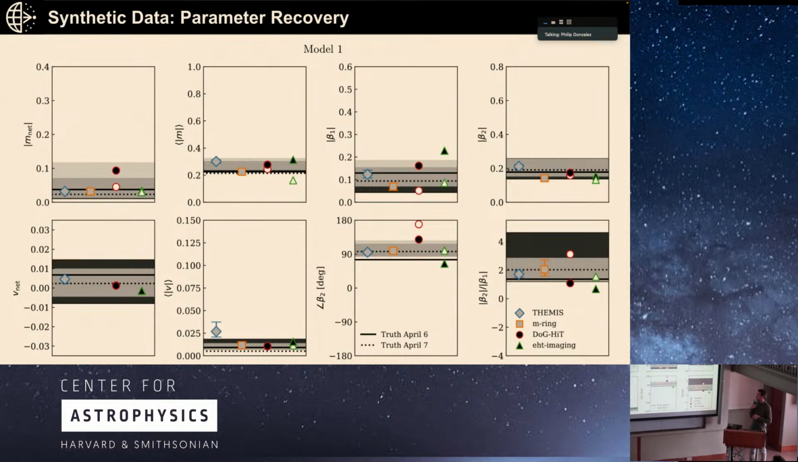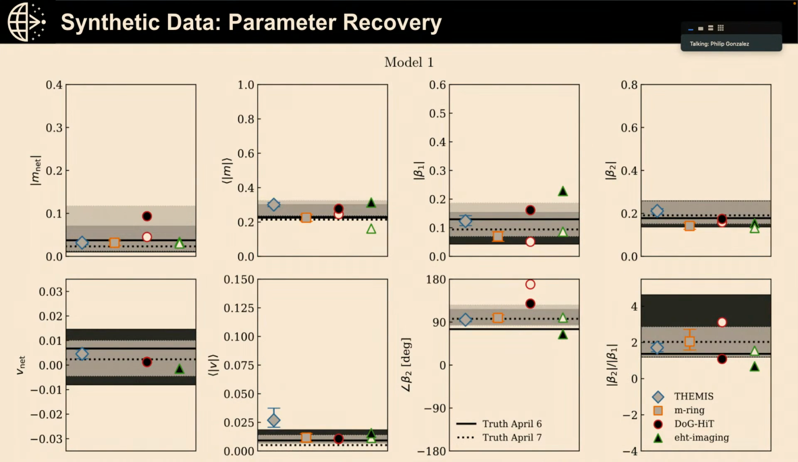We see that for 2 of these methods we have error bars. These are Themis and M-ring. These are our posterior exploration methods, and the imaging methods do not give error bars. We also see that the posterior methods do relatively well reconstructing these ground truth parameters. So for the interpretation of our results, we will use the posterior exploration methods, while the other 2 methods, the imaging methods, are more used as validation methods.